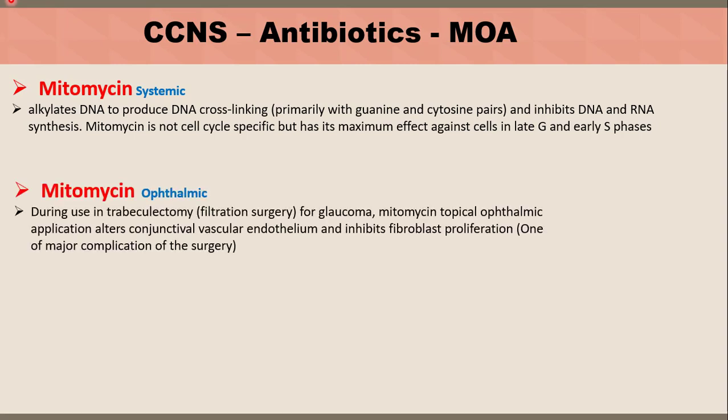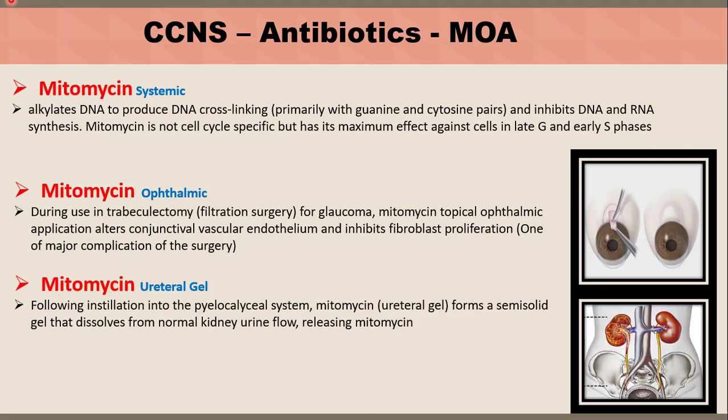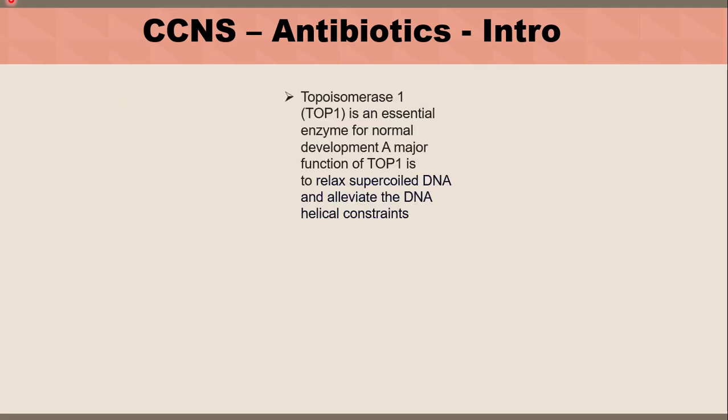Mitomycin ophthalmic is used during trabeculectomy filtration surgery for glaucoma. Mitomycin topical ophthalmic application alters conjunctival vascular endothelium and inhibits fibroblast proliferation, which is one of the major complications of the filtration surgery. Mitomycin urethral gel: following instillation into the pyelocalyceal system, mitomycin urethral gel forms a semi-solid gel that dissolves from normal kidney urine flow, releasing mitomycin.